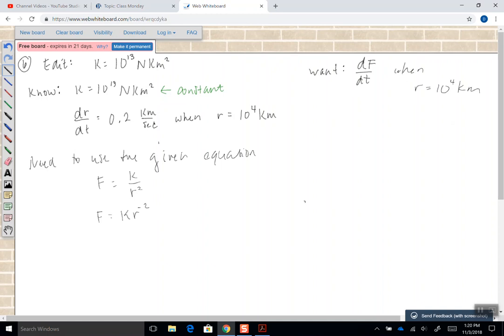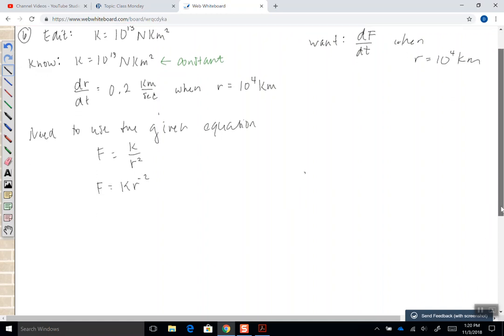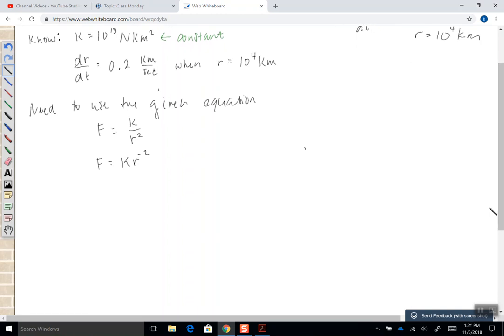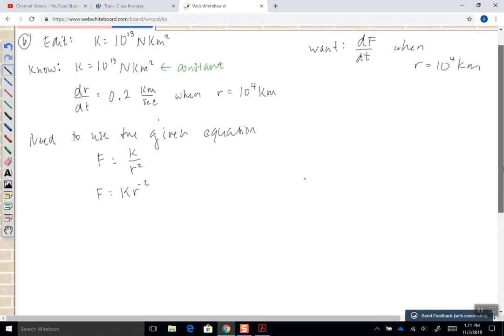All right, so at this point I have an equation that relates the variables I want to involve and the rates I want to involve, which means I can go ahead and take the derivative. I need to do this with respect to t because we're thinking about what's happening to this rocket and the change in radius as time goes by. So if I take the derivative of F with respect to t, I get dF/dt.